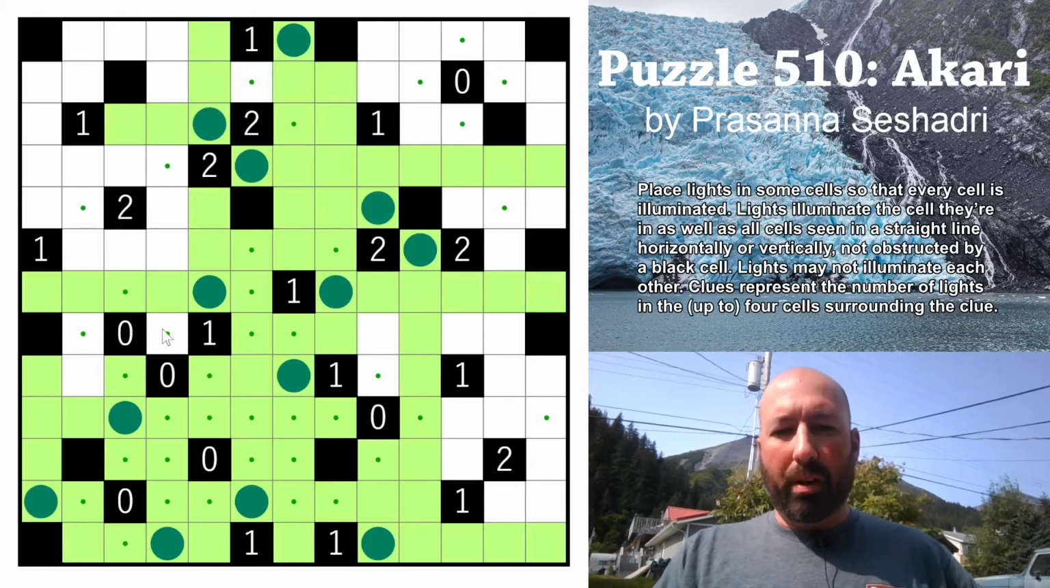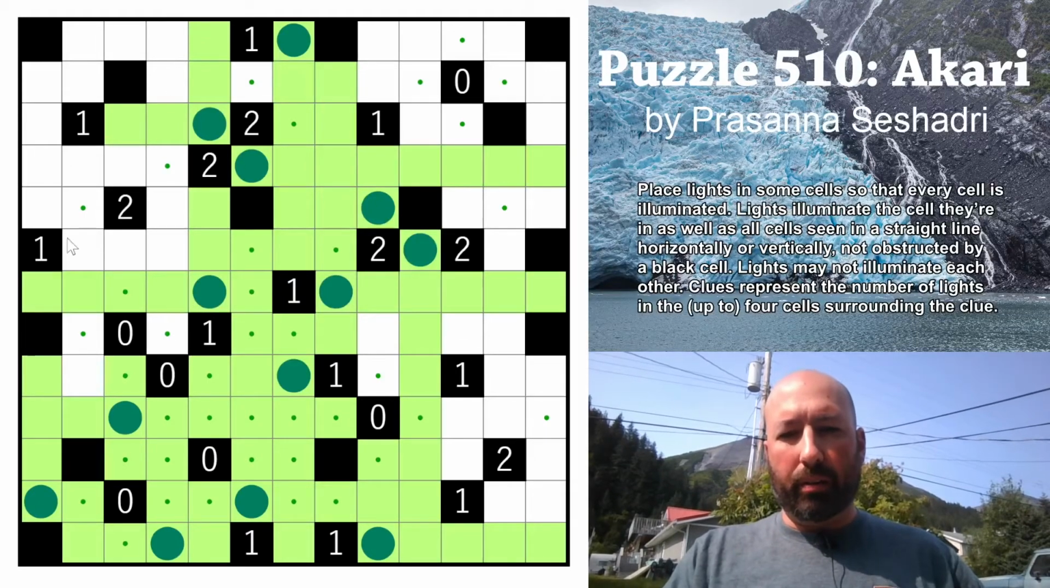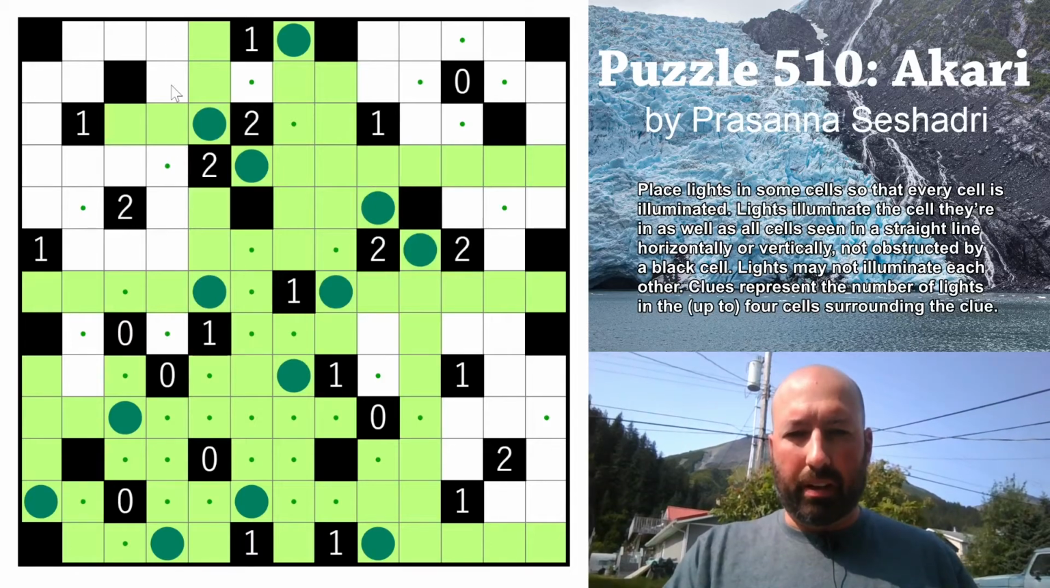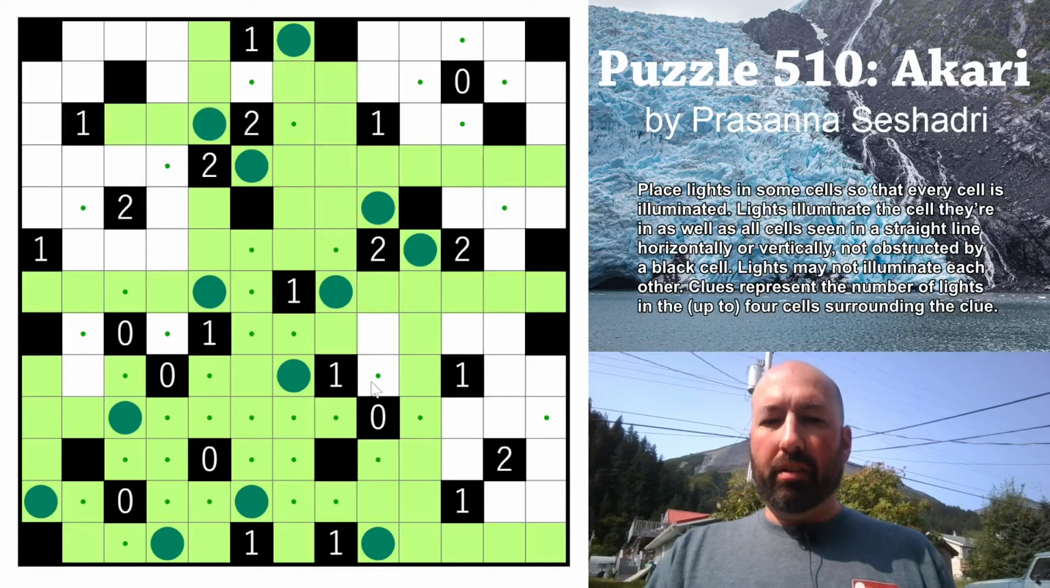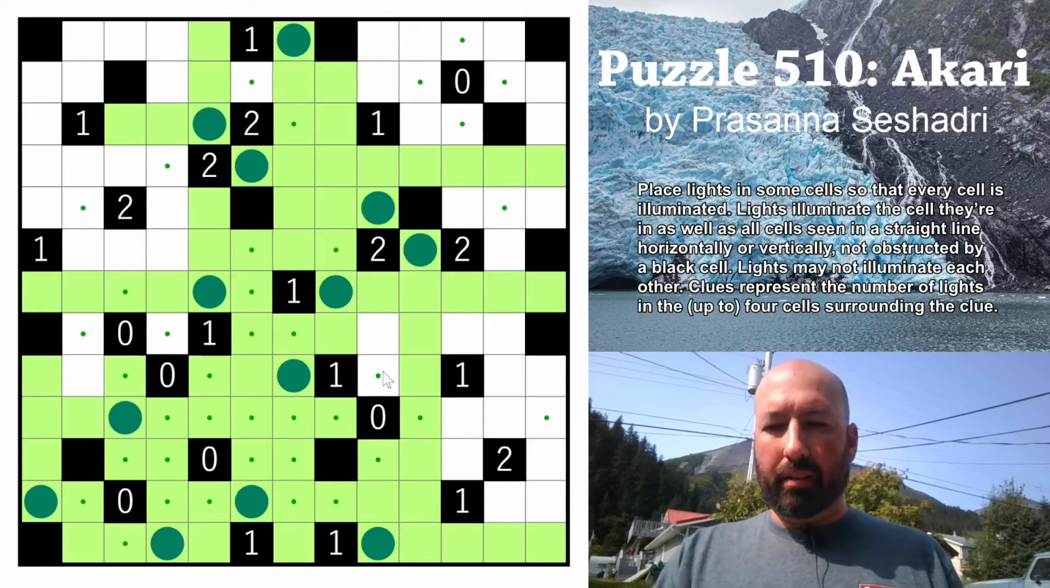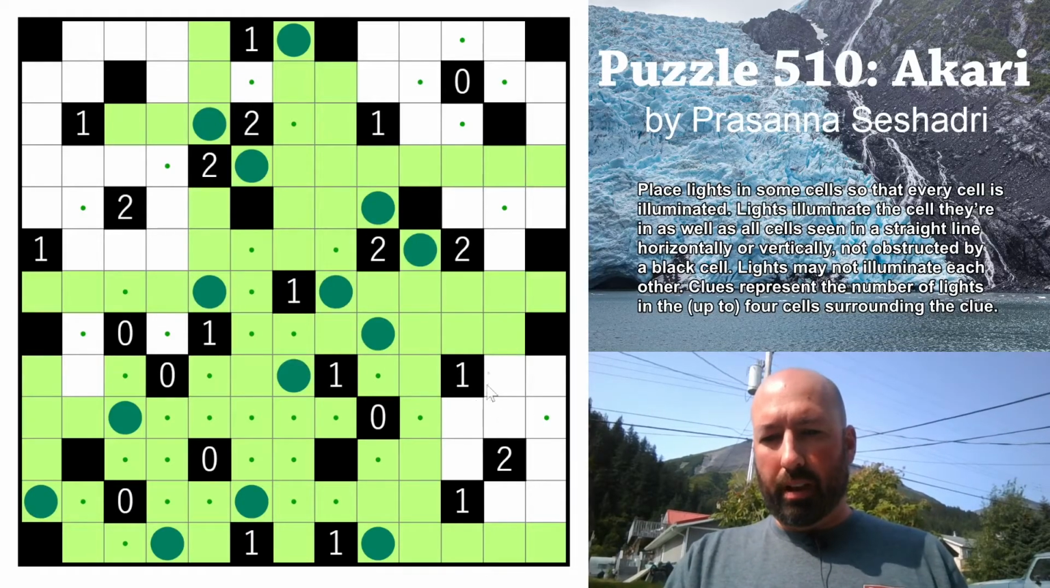Okay, what about this dot? Oh, but we could put it up here. I was gonna say it's gotta be one of these two, but it doesn't. We could have one up here. This dot right here. How do we light this dot? The only option is right there. So that's going to give us one there. That's going to force this 1 to have 1 in one of those two.